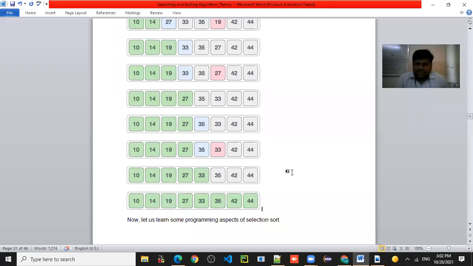So all of you write your response in the chat box if you are unable to talk. If you have understood, you can write yes. If you have not understood, you can write or you can unmute yourself and ask the question. So we discussed two points. The first one is insertion sort and the second one is selection sort.